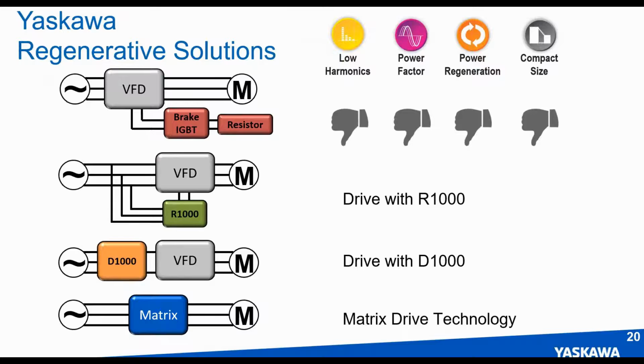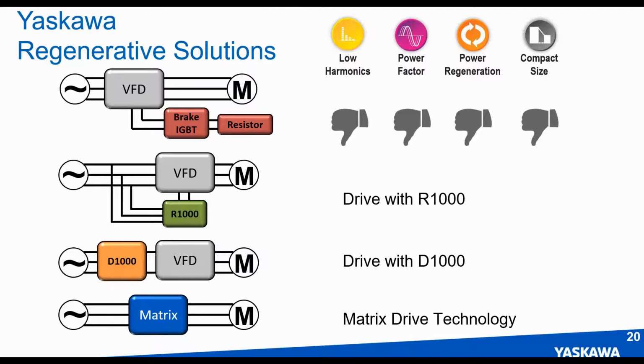So let's break down each solution. On the left-hand side, you can see each of the solutions. You have the braking resistor configuration, you have the R1000 configuration, you have the D1000 configuration, and finally the matrix or the U1000 configuration. As you can see, the matrix drive does not have a separate VFD like the other solutions. All of these solutions handle regenerative energy.